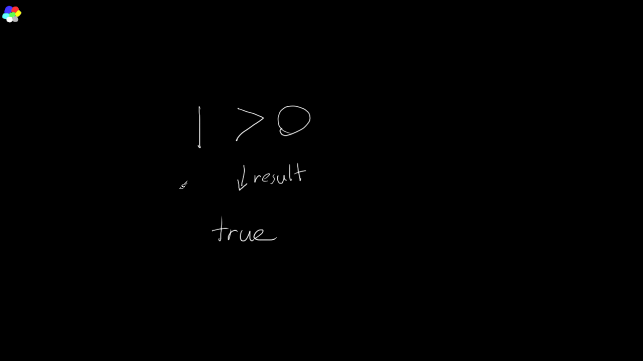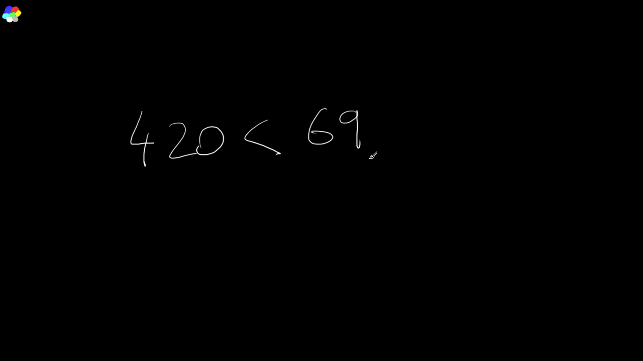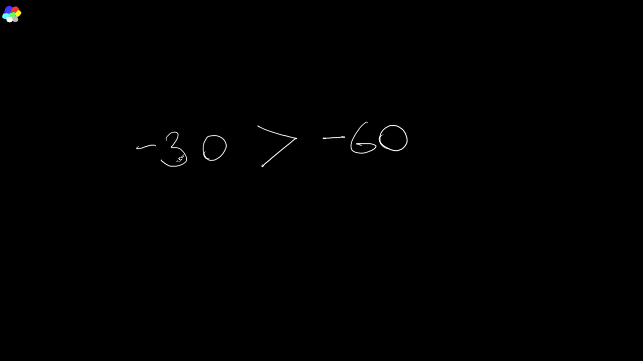Very simple. Let's try a few examples. All right, 420 less than 69. What is the result? It's obviously false. Negative 30 greater than negative 60. What do you think this one is? This one is true. And you might say, well, 30 is not greater than 60, but this is negative 30, right? So negative 30 is more positive than negative 60, and therefore it's true.